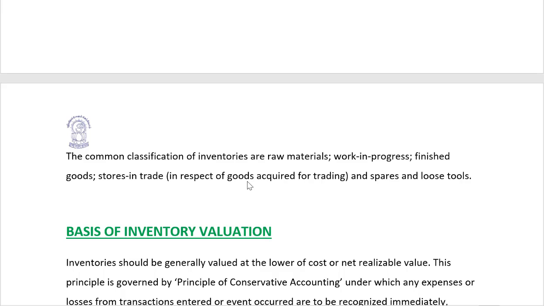The common classification of inventories are raw material, that is inventory for raw material, inventories of work in progress, and inventory of finished goods. Stock in trade in respect of goods acquired for trading, and spares and loose tools. Inventory of spares and inventory of loose tools. I believe it is crystal clear till here.